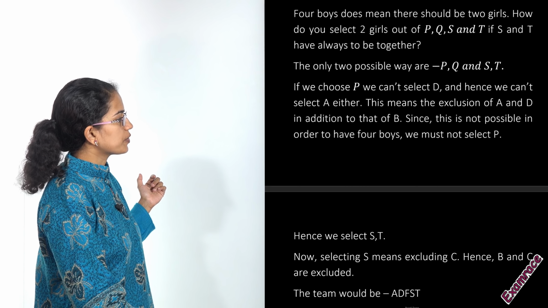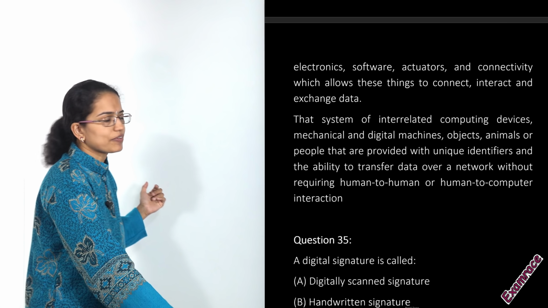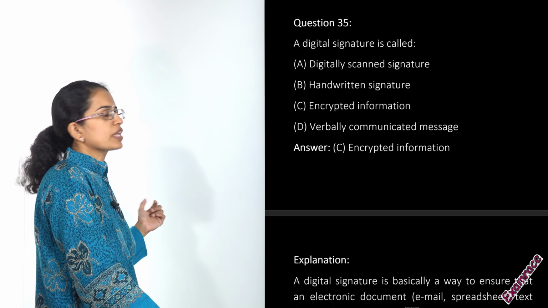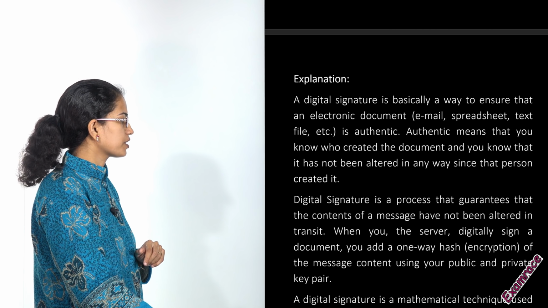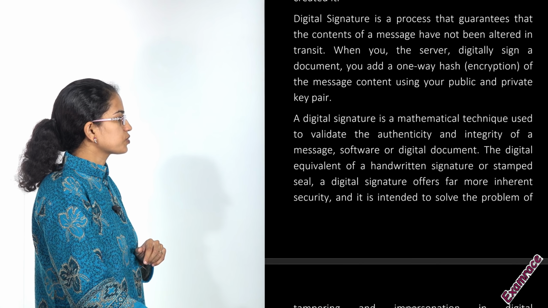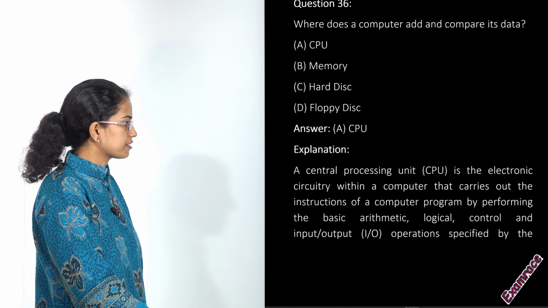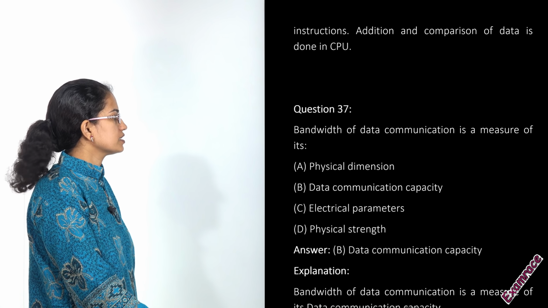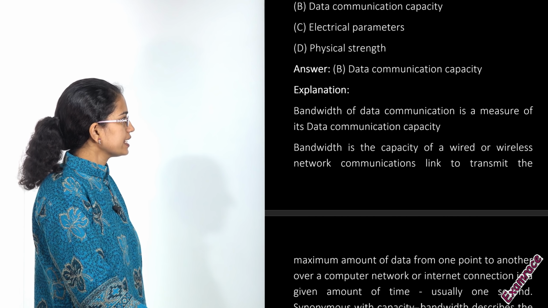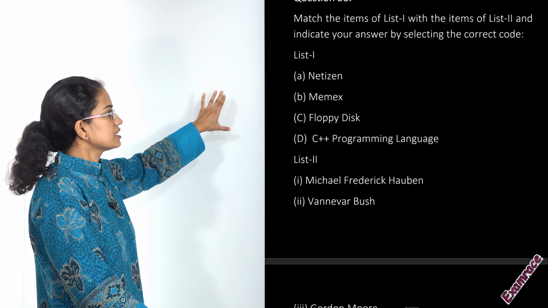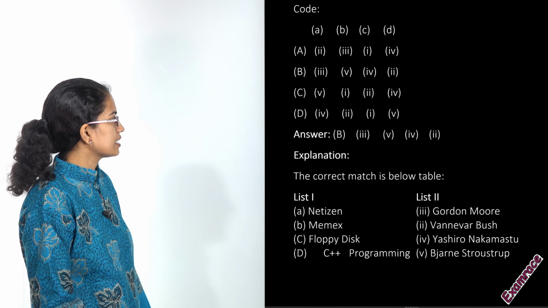The next question was, IoT is Internet of Things, a very direct question. So important question. Digital signatures, again a very direct question, are encrypted information. Yojana December edition focuses on Digital India, and therefore it becomes an important topic from your exam perspective. The next question is, where do you add and compare the data? It's in the CPU or the central processing unit, a direct question. The bandwidth of data communication is measured by the communication capacity, again a direct question. The next is, match the list with the one who discovered it. So we have the list and the correct matches here, a theoretical question.